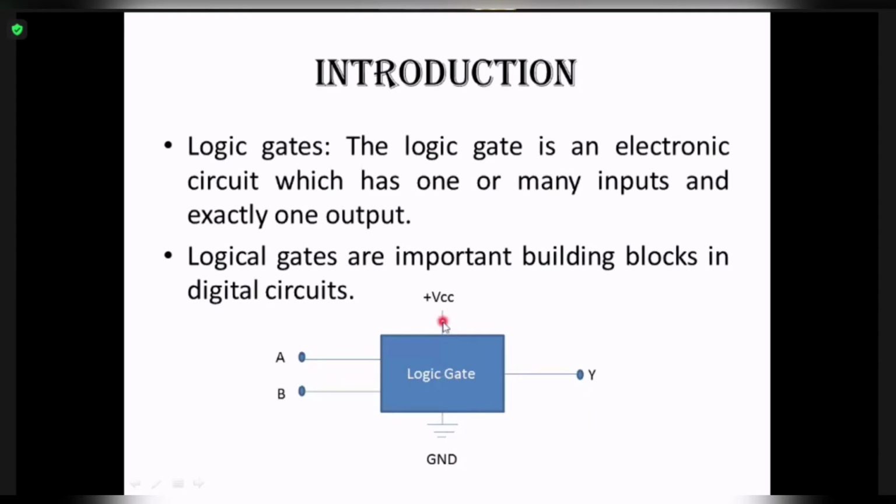See, VCC stands for the voltage supply to your digital circuits. As we are saying, this is an electronic component, so whenever you talk about an electronic component, obviously you need to talk about the electrical supply, the power supply, right? So this plus VCC is the power supply that you are going to provide to your circuit for its operation. And this GND stands for the ground, right? Now ground means neutral, that is zero.